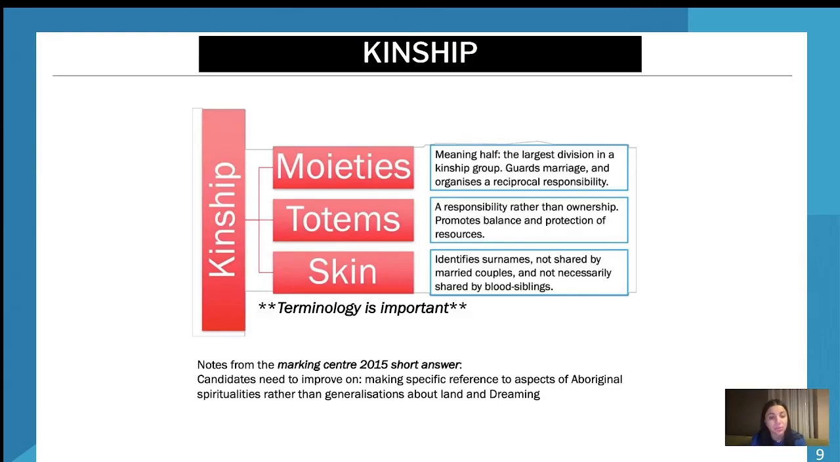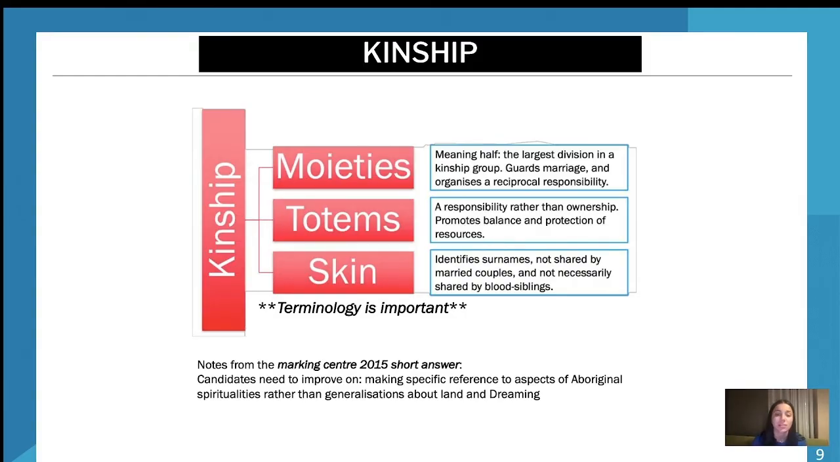So terminology is really important, and this was part of the notes of the marking centre from the 2015 HSC short answer, where they said: making specific reference to aspects of Aboriginal spiritualities rather than generalizations about land and dreaming.